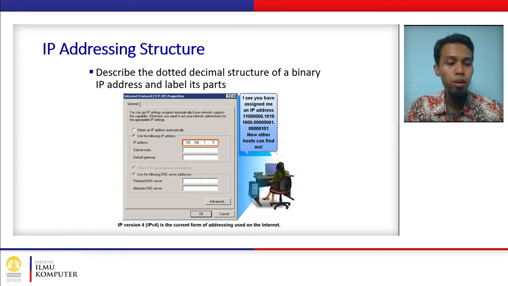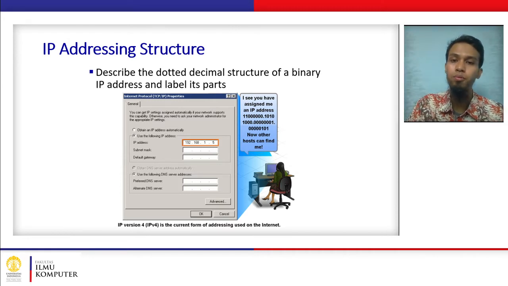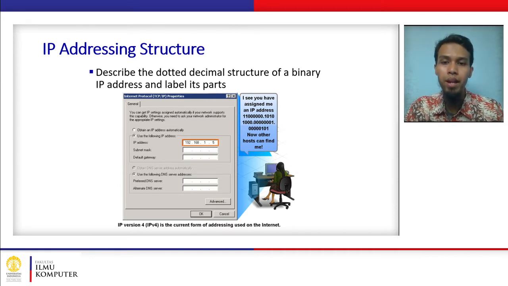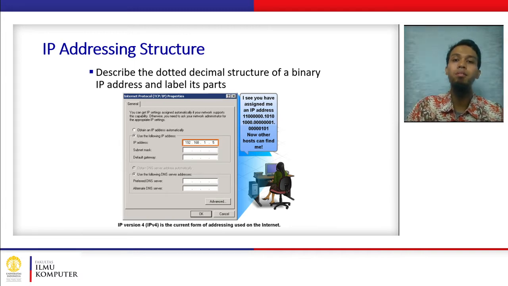Now let's go straight ahead to the IP addressing structure. As we already talked about before, IP version 4 consists of 32 bits, divided into 4 octets or 4 bytes. What we see on our personal computer, for example, is something like 192.168.1.5. This is the decimal version of the IP address.